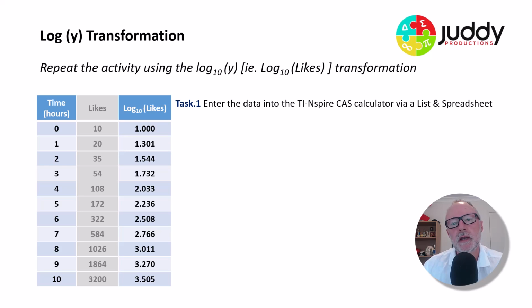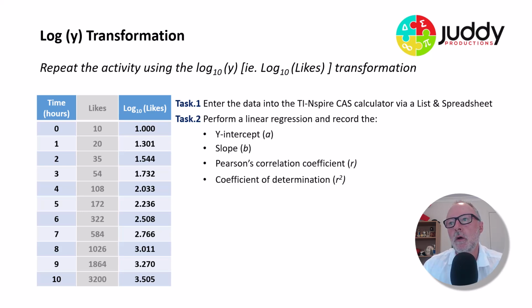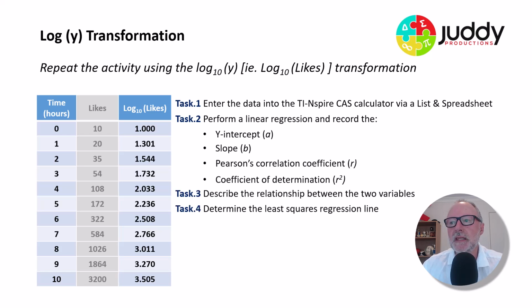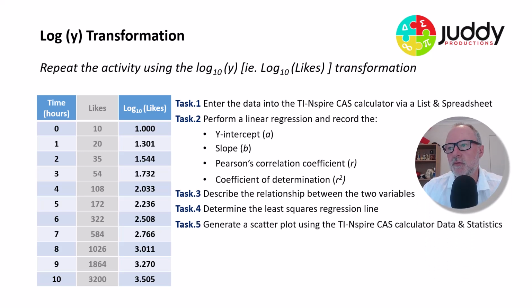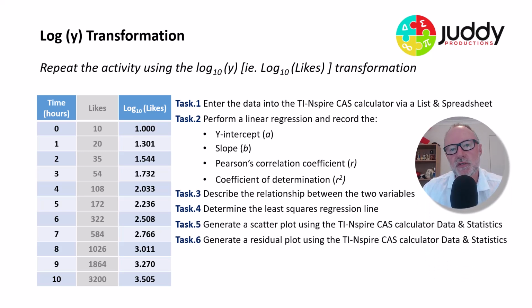So we're going to put this data into the TI Inspire CAS calculator. We're going to perform a linear regression. We're going to look at describing the relationship between the two variables. We will determine the least squares regression line for this transformed data. We will generate a scatter plot also for this transformed data, as well as a residual plot. And finally, we'll perform a residual analysis. So let's now use our TI Inspire CAS calculator to perform these tasks.